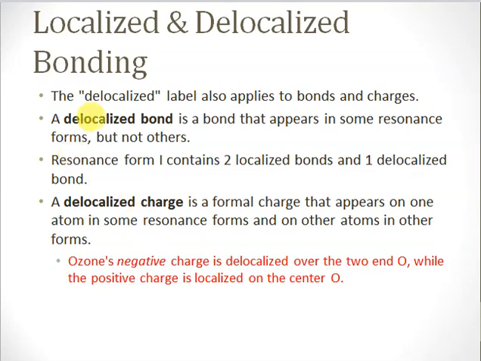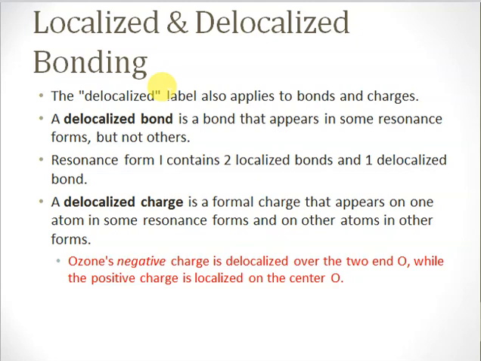So again, continuing with the localized and delocalized bonding. Delocalized electrons are not fixed between atoms. This delocalized label also applies to bonds and charges. So a bond can be delocalized, and a charge can be delocalized. A delocalized bond is a bond that appears in some resonance forms but not in the others. Similarly, a delocalized charge is a formal charge. We have discussed the formal charge in detail in this lecture earlier. A delocalized charge is a formal charge that appears on one atom in some resonance forms and not in the others.